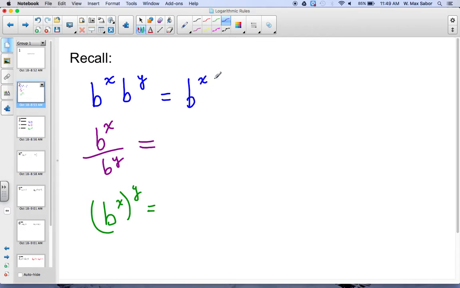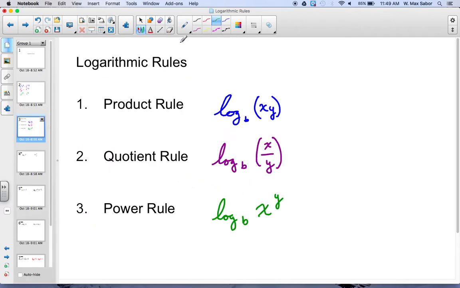But b to the x times b to the y is b to the x plus y. So that's the foundation of our first rule. b to the x divided by b to the y is b to the x minus y. And when we have b to the x to the y, that's b to the xy. So when we're multiplying, we add. When we're dividing, we subtract. When we're raising something to a power, we multiply. That's the fundamental idea behind all of these rules.